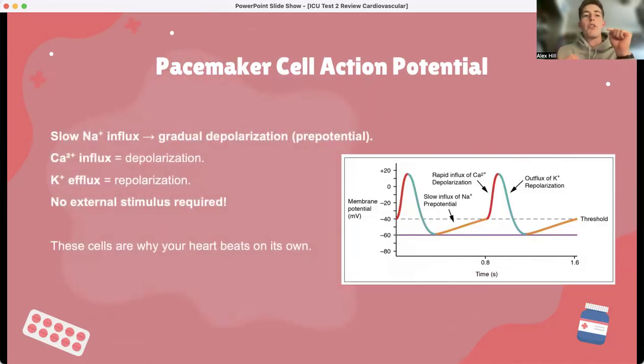Okay, so this is the nodal cells. This is your SA node, your AV node. And this is what makes them have that automaticity, because it's constantly having that influx of sodium that makes it hit that threshold at regular intervals. So the sodium comes in and then that hits the threshold and that causes calcium to come in. And then you have the outflux of potassium, which restores it again.